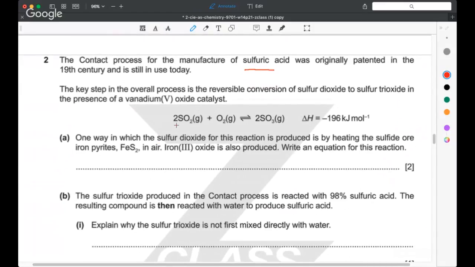And one of the starting materials, or the materials that's used, is sulphur dioxide gas. And the examiner is asking, well, if you take an iron ore, this iron pyrites, and you roast it in air, well, what's the reaction? Well, we know we're producing sulphur dioxide.